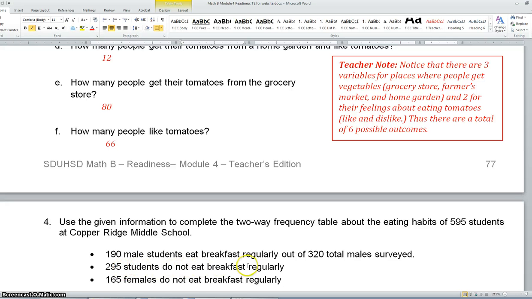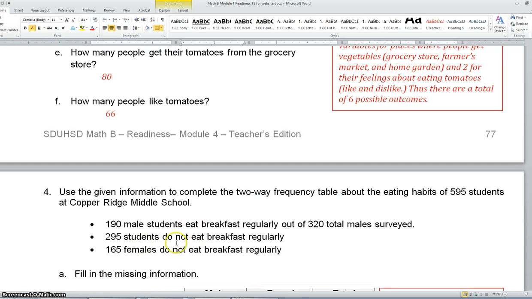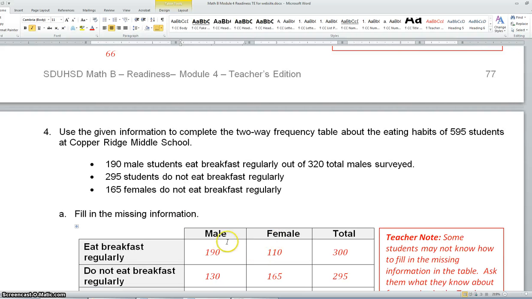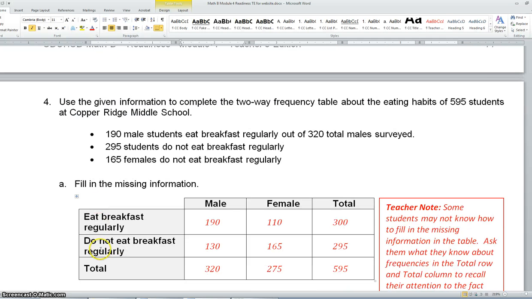295 do not eat breakfast regularly. 165 females do not eat breakfast regularly. So we got some information here. All right, so who do we got? We have males and females, and we have people who eat breakfast regularly and people who do not eat breakfast regularly. So you guys see the male, female, eat and do not eat regularly.